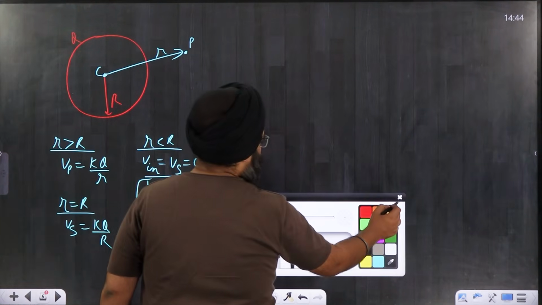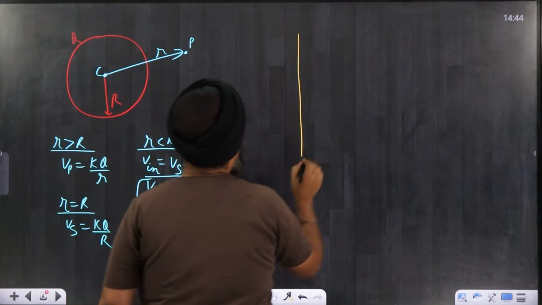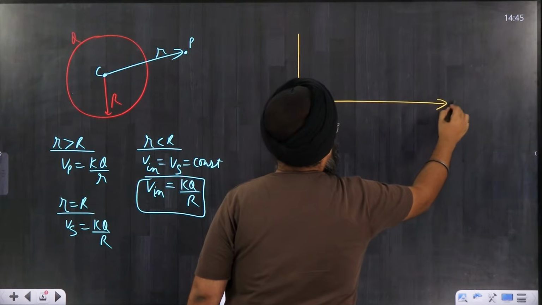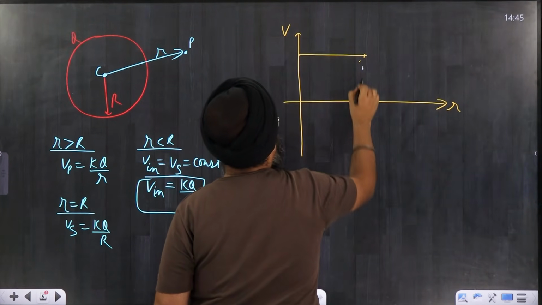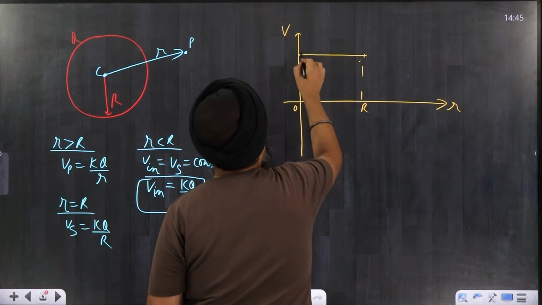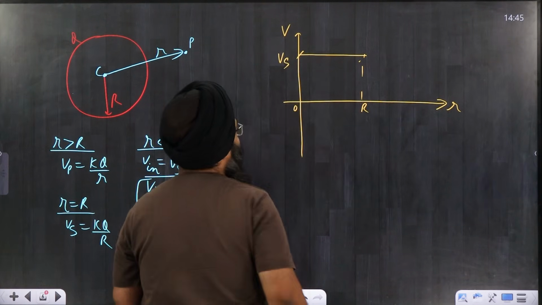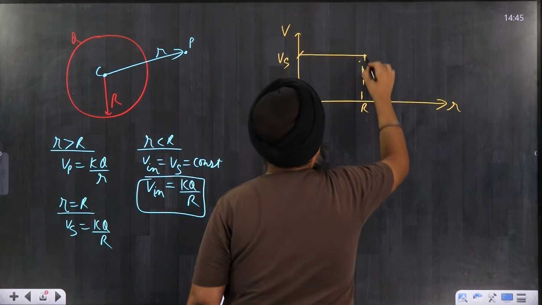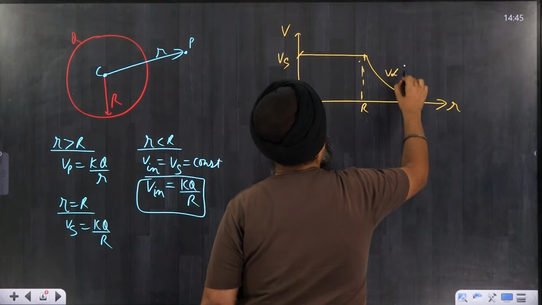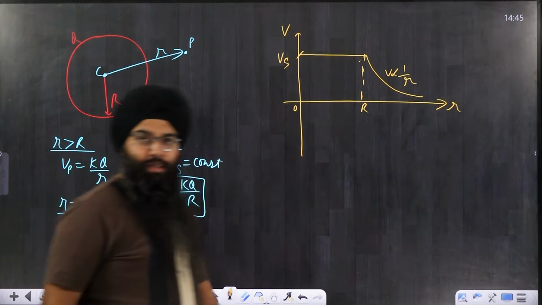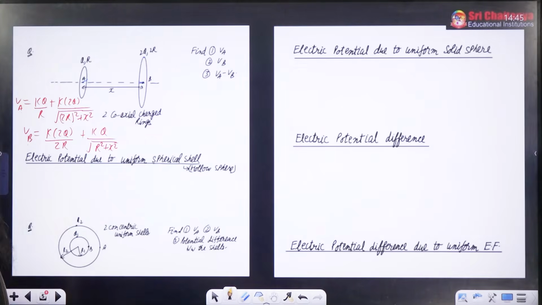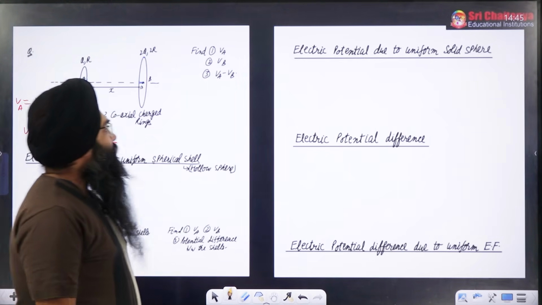They can also ask you to draw the graph of potential versus small r, so you must know the graph also. For V versus r, from 0 to capital R, the potential will be equal to the potential at the surface, a constant potential, and then it will be inversely proportional to small r. So this graph is also important. You can remember this result. So this was basically the potential due to a uniform spherical shell.